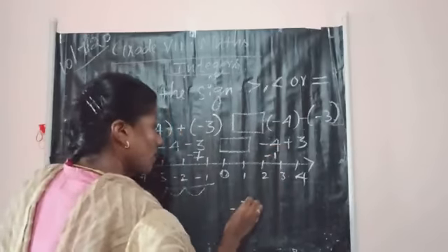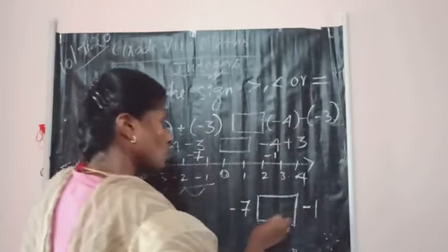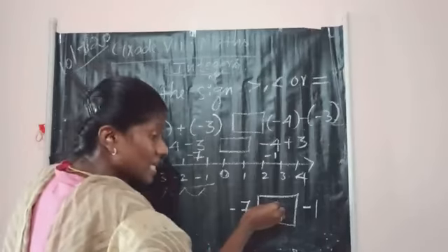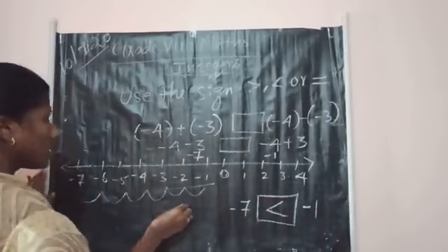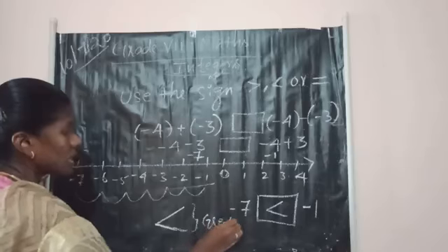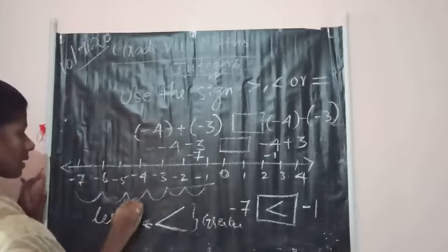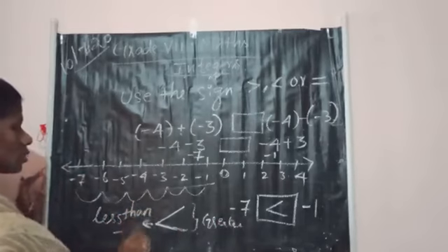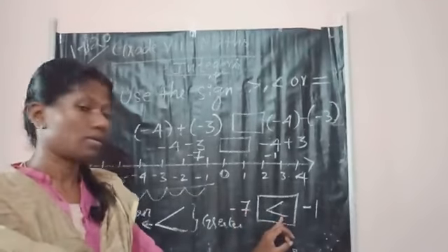Here you had minus 7 and minus 1. So I am using this sign: minus 7 is less than minus 1. When you are using this side, this is greater than and this is less than. So minus 7 is less than minus 1.